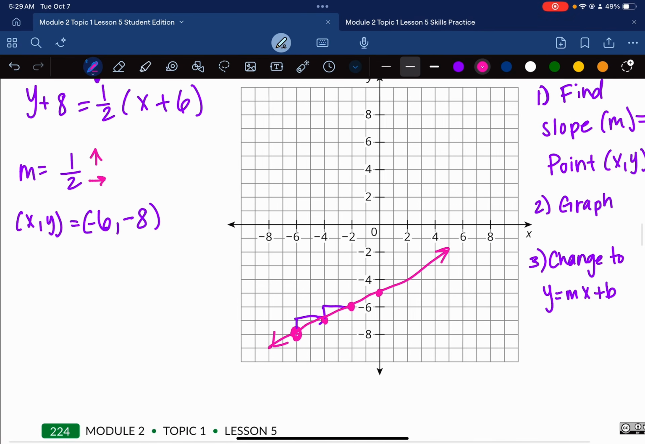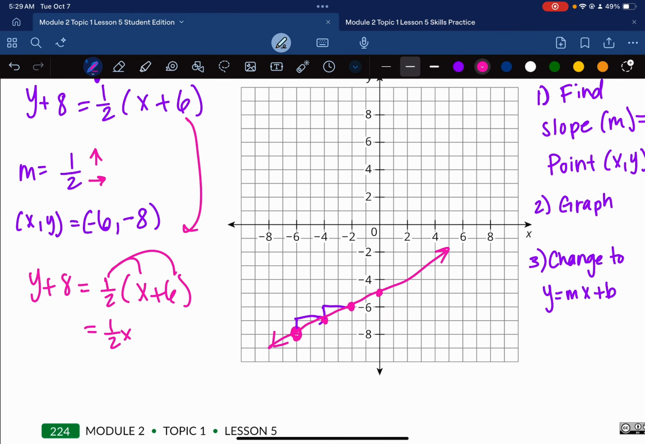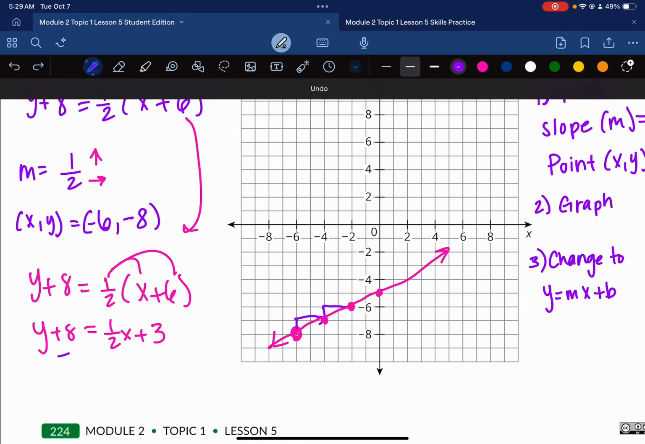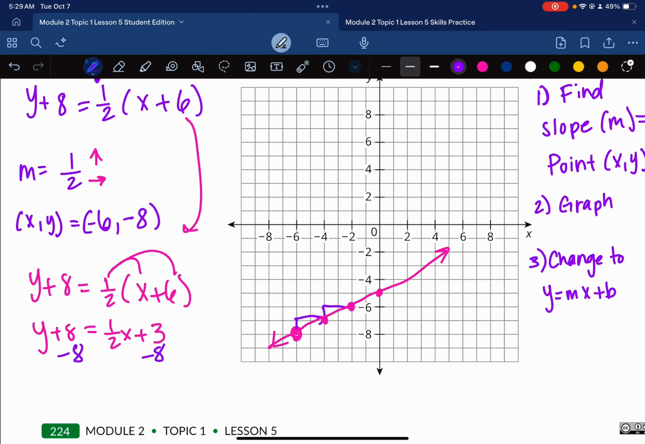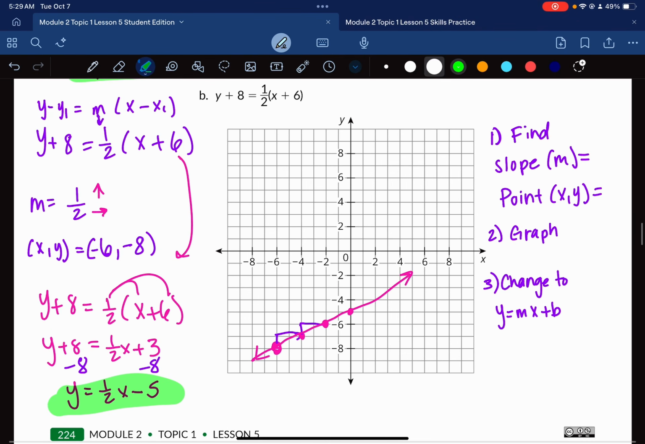And lastly, first focus on completing the graphs. If you have more time, then you can change your equations. y plus 8 equals 1/2 x plus 6. Change that real quick. This is going to give me 1/2 x. Half of 6 is going to be 3, y plus 8. Next step, move my line, flip my sign. Oops, didn't flip my sign. -8, -8. So y is equal to 1/2 x, that's going to be a -5. Bam.